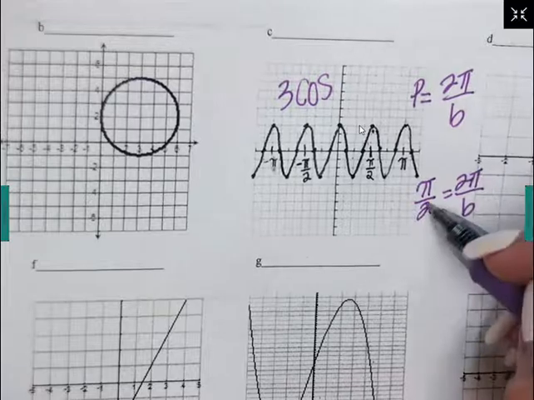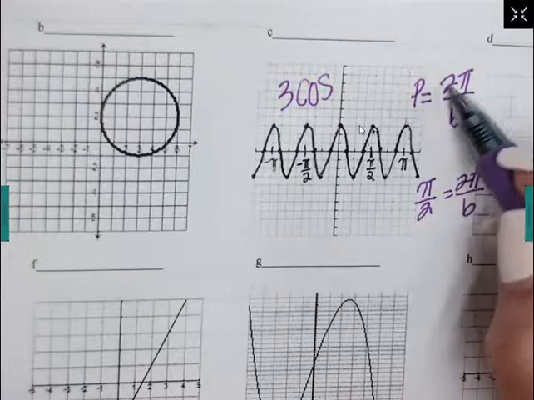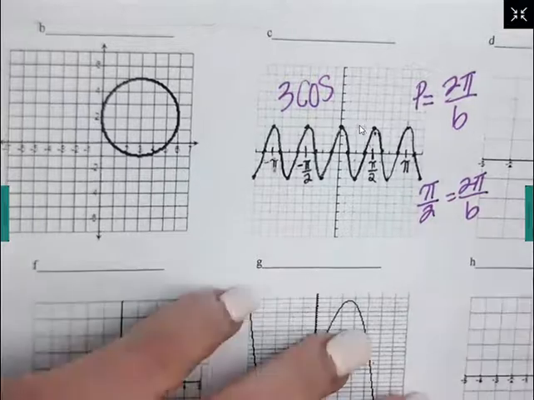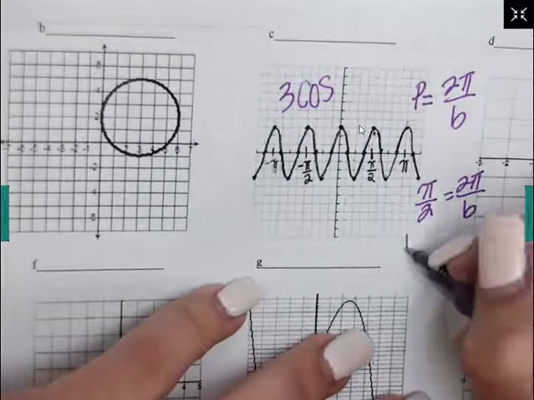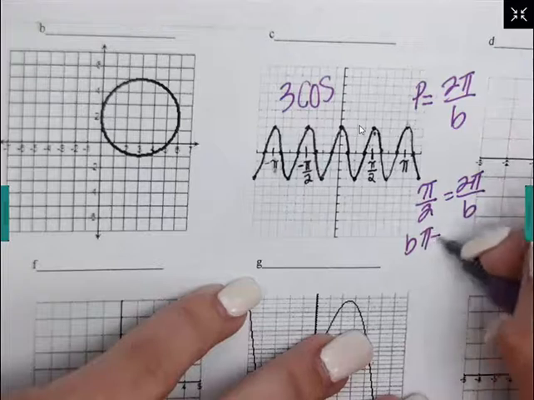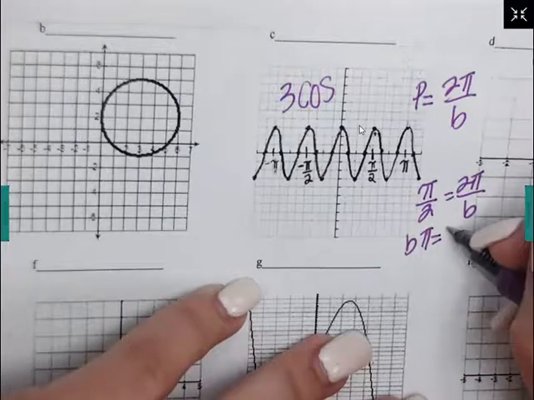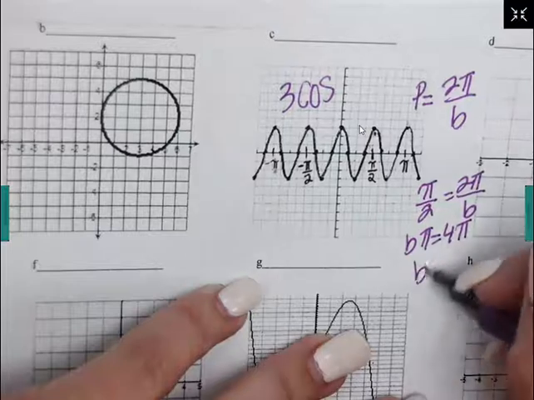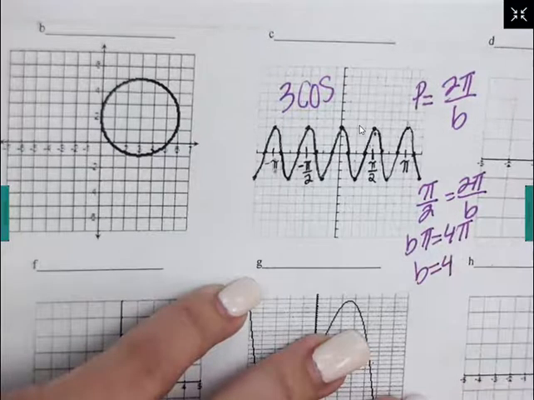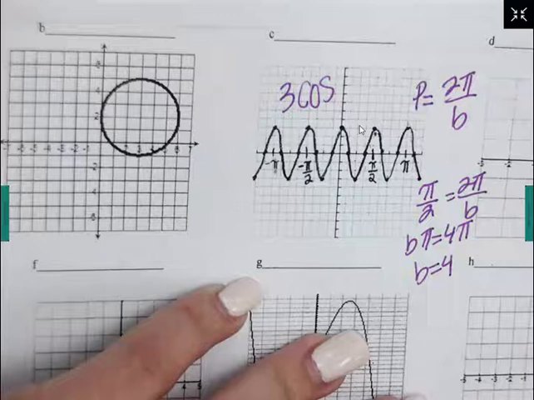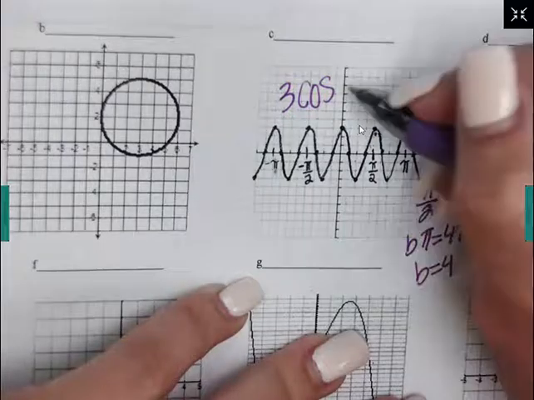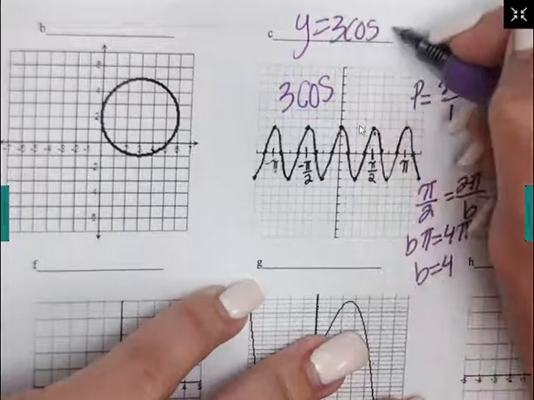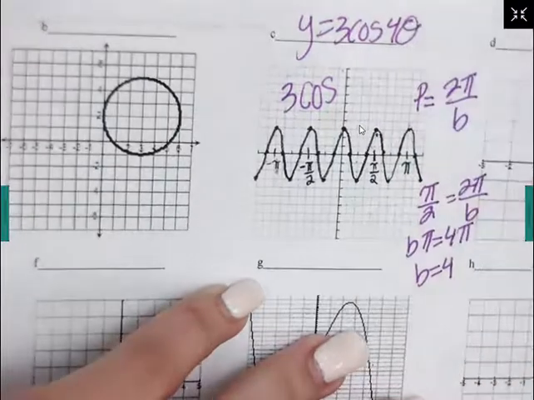So the period is pi over 2, and we know the formula that the period is equal to 2 pi over b. We need to find b. That's our goal, is to find b. So what we can do here is cross multiply, and we get b times pi is equal to 4 pi. And then we divide both sides by pi, and we get b is equal to 4, right? Do you see that? Yeah. So our equation is y is equal to 3 times the cosine of 4 theta.